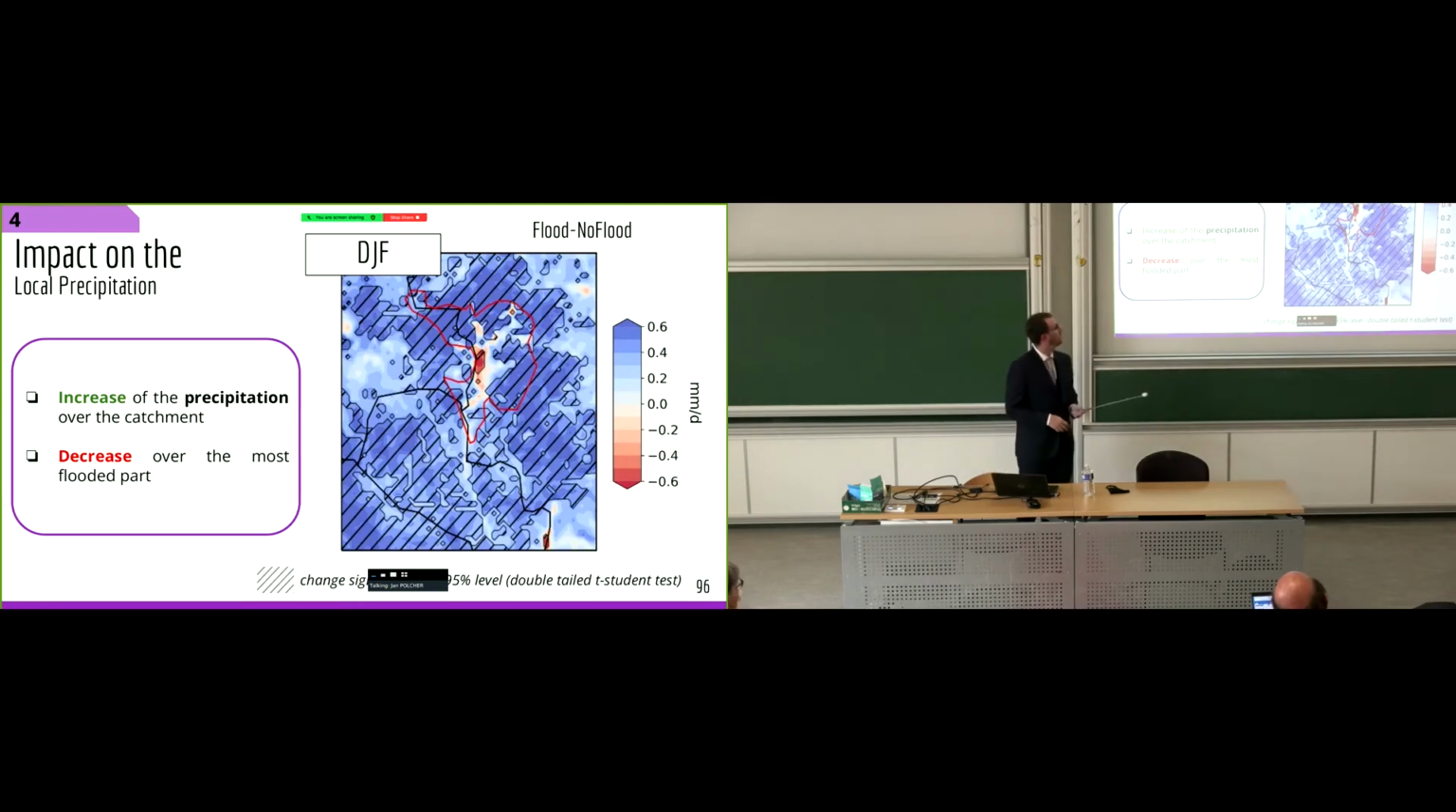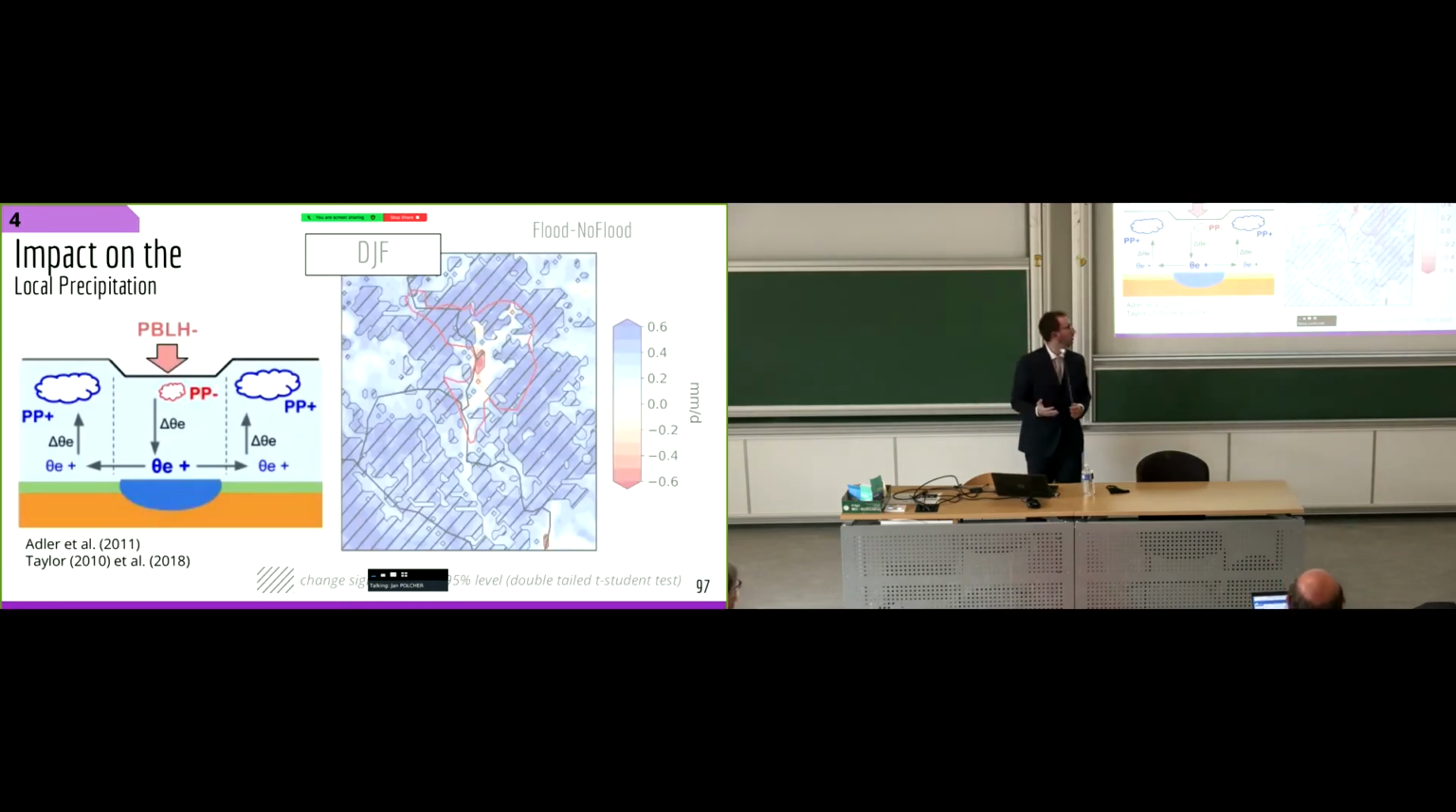And if we look at the local precipitation, this is abs flood minus abs no flood. You can see that we have a significant increase of the precipitation over the region, and a significant decrease over the most flooded part of the Pantanal. We can understand this from previous studies from Adler and Taylor. Basically we have more moisture over the flooded area. This moisture is transported laterally. However, over the most flooded part, we have downward air movements, which reduce the precipitation locally, while on the surrounding part of the most flooded areas, we have upward air movements, and therefore the precipitation increases here. So this result can be directly connected to these previous studies.